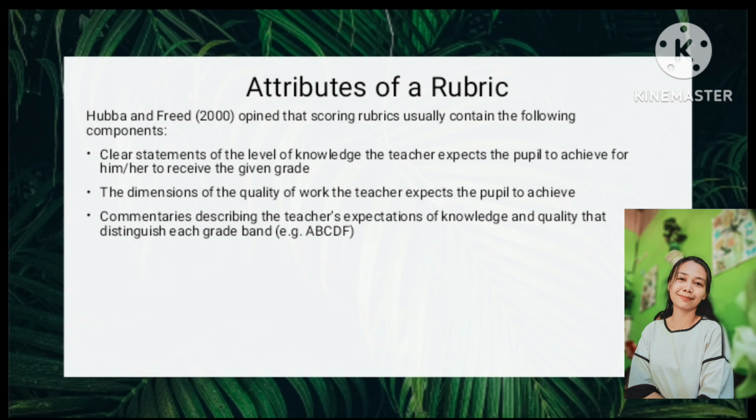Ang second naman, the dimensions of the quality of work the teacher expects the pupil to achieve. So makita man diri ang dimension or the quality, ano ka-effective sang ilang performance. Diri naton makita sa rubrics. Ari naman diri ang commentaries describing the teacher's expectations of knowledge and quality that distinguish each grade band.